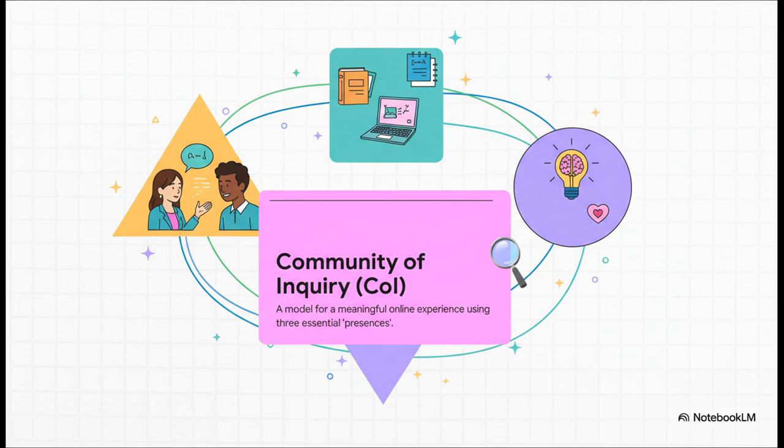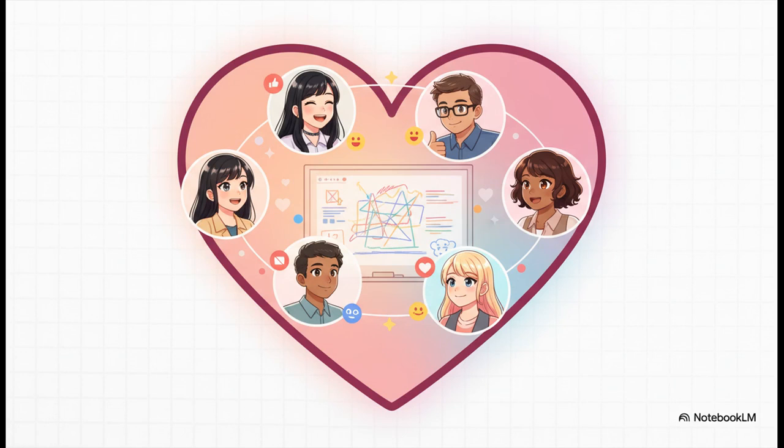It basically says that a truly deep and meaningful learning experience happens when you intentionally weave together three key presences. First is social presence. I always think of this as the heart of the community. It's all about creating a space where people feel safe enough to be themselves, to show up as real people.